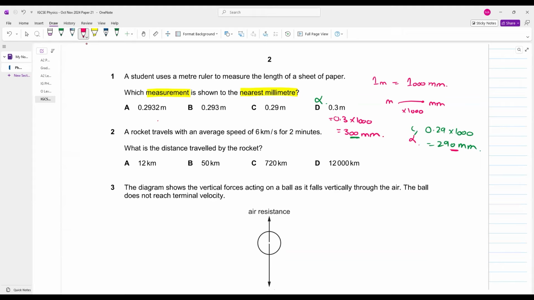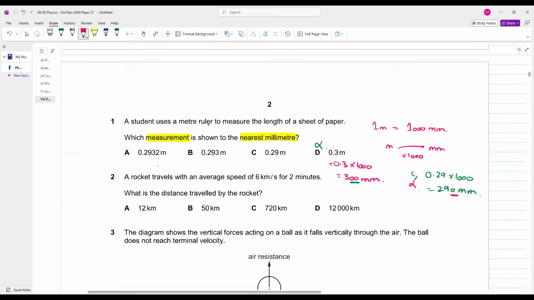Let's analyze option B. 0.293 multiplied by 1000. This comes out to be 293 millimeters. All three numbers are significant here. This is to the nearest millimeter. B is your answer. Why is option C and D not your answer?